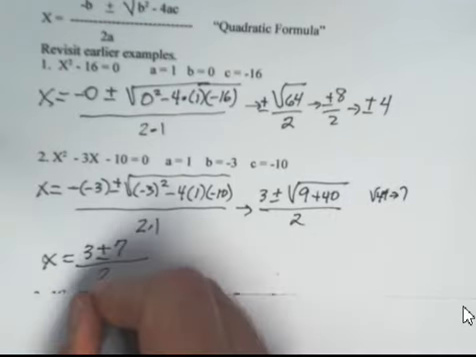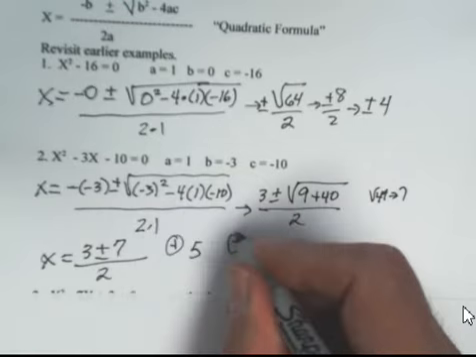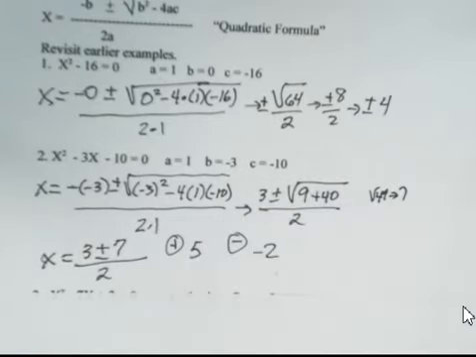If I take the plus sign, I'm going to get 3 plus 7 divided by 2. 3 plus 7 is 10. Divided by 2, that generates a 5 for the result. If I take the minus sign, 3 minus 7, that's minus 4 up in the numerator, divided by the 2, and I get minus 2. The same numbers we had for solutions earlier in this video.